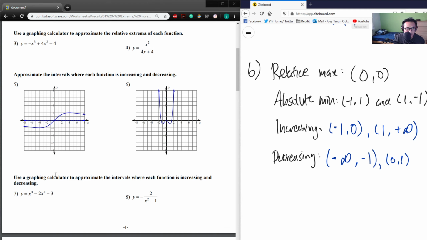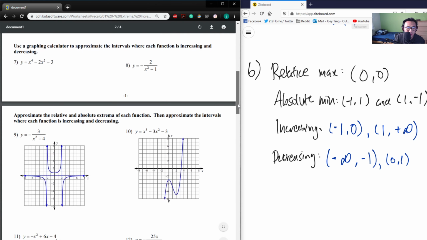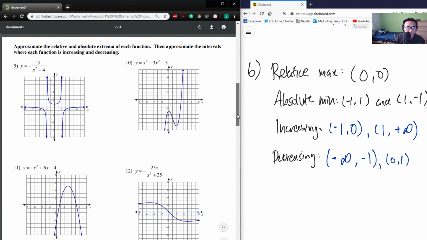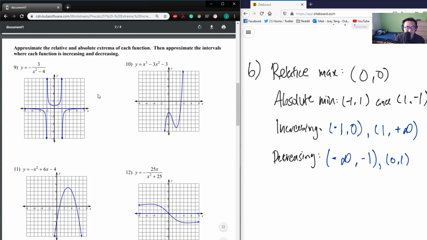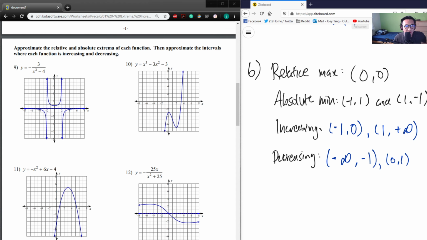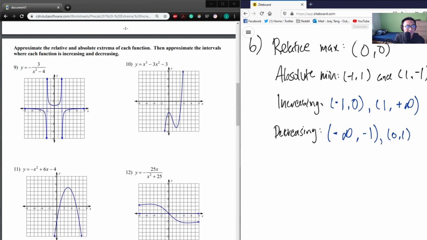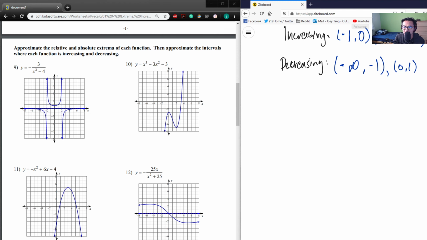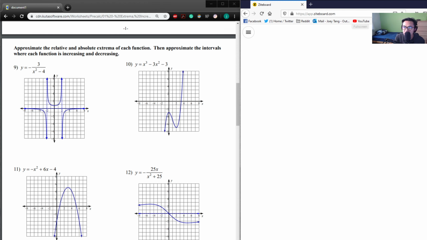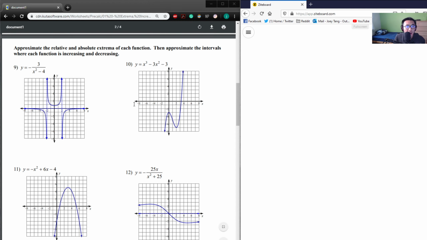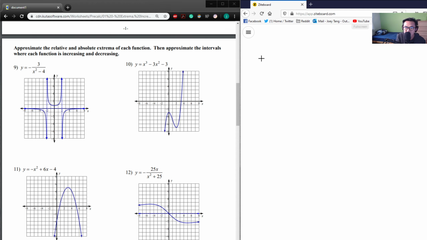So I'm gonna skip again. I'm gonna skip the graphic calculator stuff, and I'm gonna do these functions here. And these functions are a bit harder, but they're not as hard as you might think they are. So I'm going to do a couple of these ones, and that's going to be the stream for today. So let's do number 9. We can go in order if we want, and let's see how much we get done for today in the next 20 minutes.